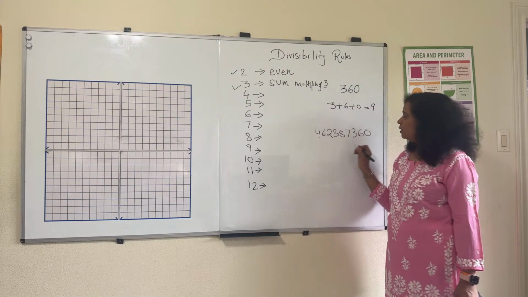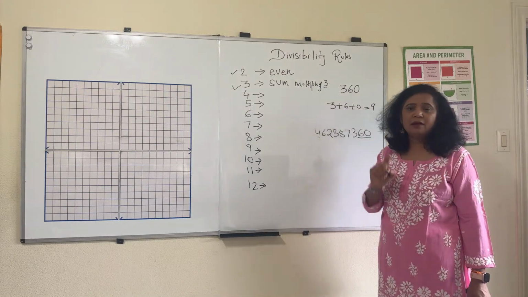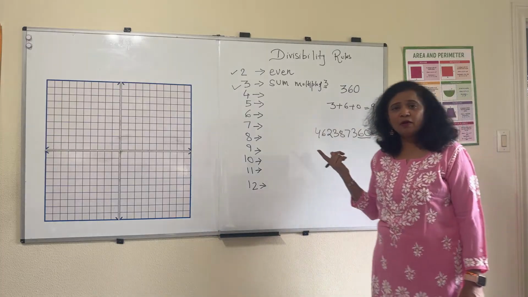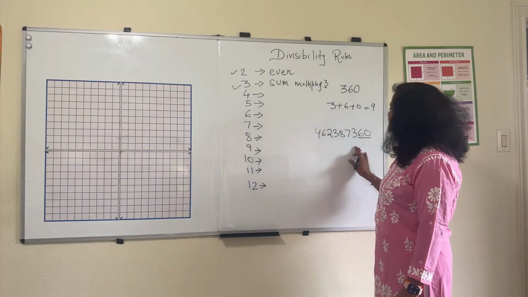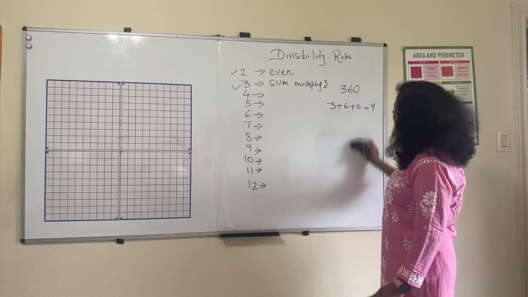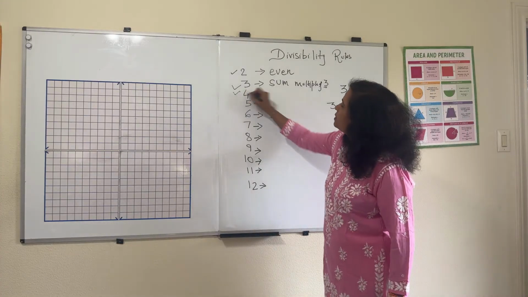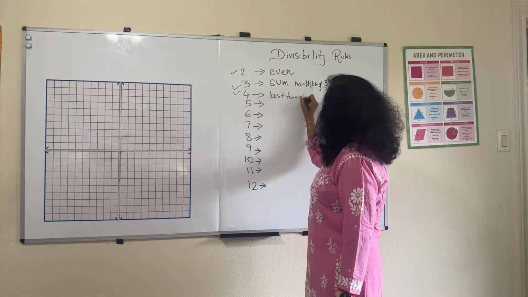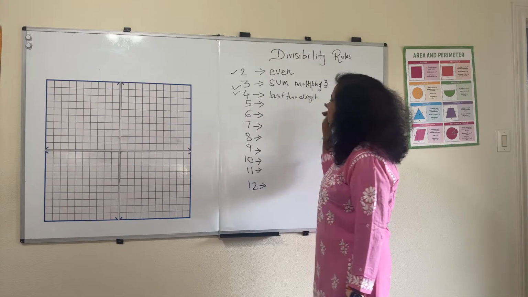But for 4, you just have to look at the last 2 digits. Okay, 60. Is 60 divisible by 4? Yes. So this big number, or 360, is divisible by 4, because the last 2 digits have to be a multiple of 4.